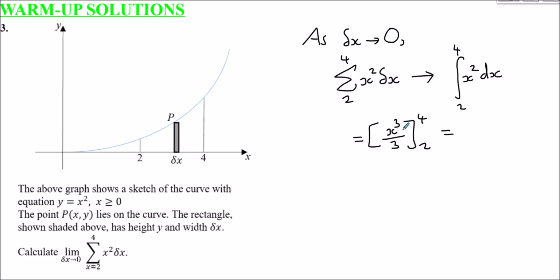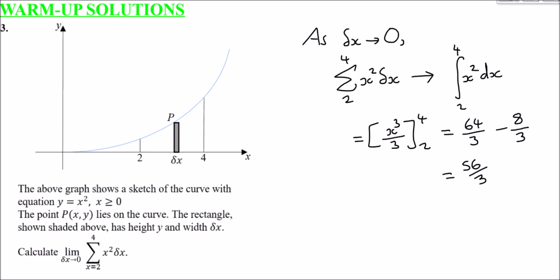So x cubed, when x is 4, is 64 over 3, obviously. Minus off when we sub in the lower limit. So when x is 2, 2 cubed is 8. Again, over 3. 64 thirds minus 8 thirds gives us 64 thirds.